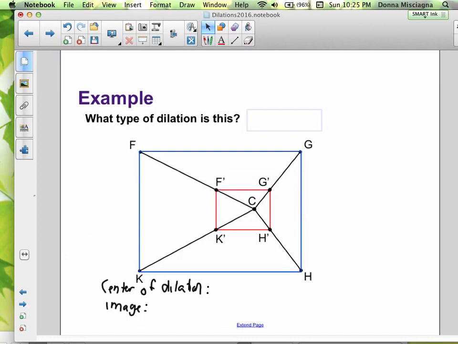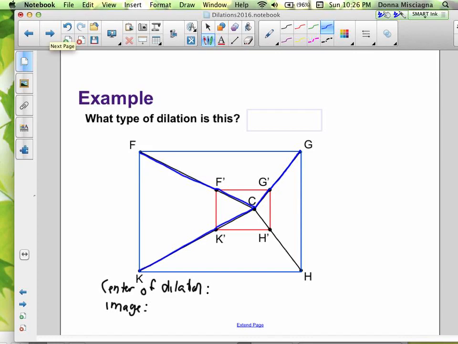This one is in your notes, but with the numbers filled in. What kind of dilation is this? We can see our center of dilation. All right, our center of dilation is C. How do we know that's the center of dilation? Notice that our points for the original and the pre-image and the image are all on these line segments that all start at C. So your center of dilation is C.